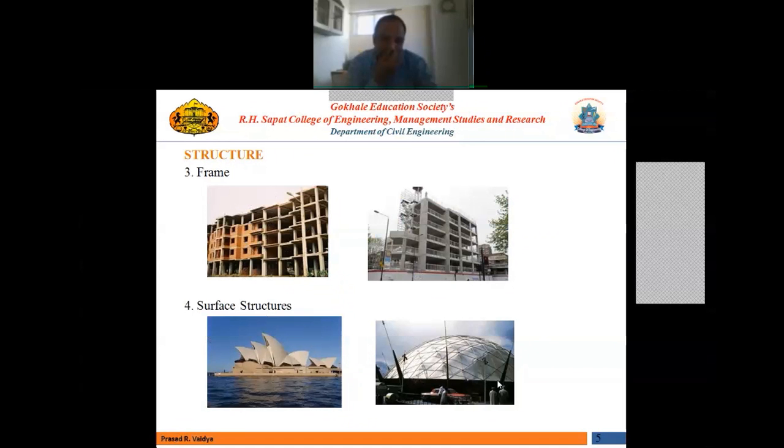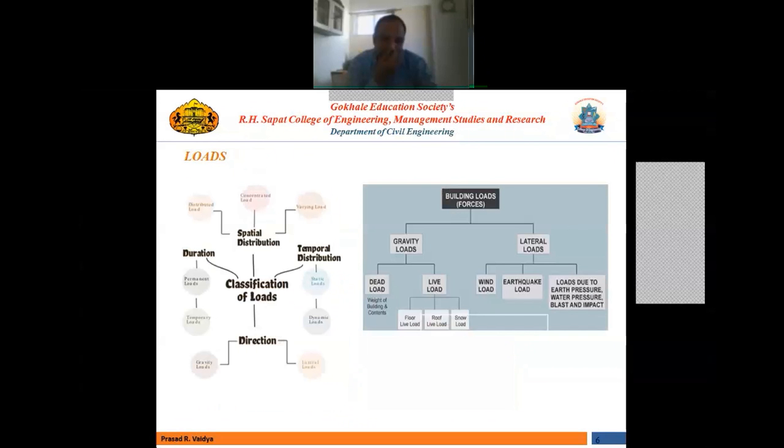And then the last category of the structure is surface structure, where you have got domes, and whatever the architectural part is there in the surface. These are plate type or surface type structures. So these are the basic classification of the structure. Now, based on this classification only, the response of the structure you have to predict, right?